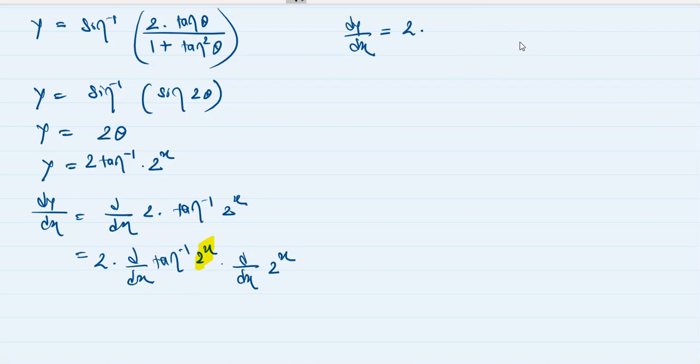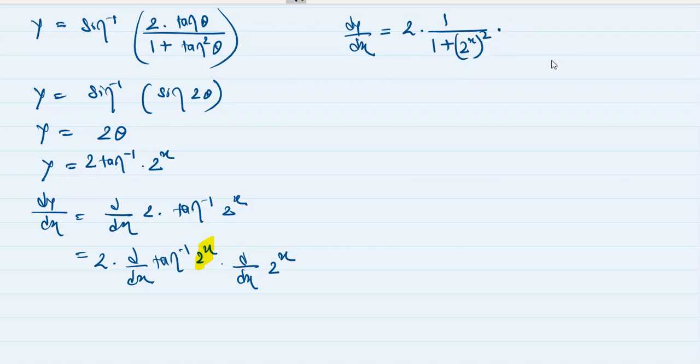See, the differentiation of tan inverse of x is 1 upon 1 plus x square. So we have 2 already. We are just going to write 1 upon 1 plus, in the place of x I'll write 2 raised to x the whole square. Now 2 raised to x the whole square, let me just write it as it is. It is actually 4 raised to x.